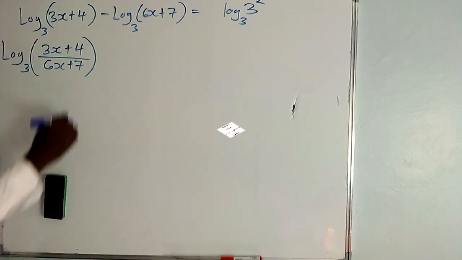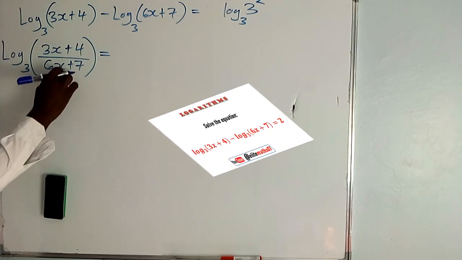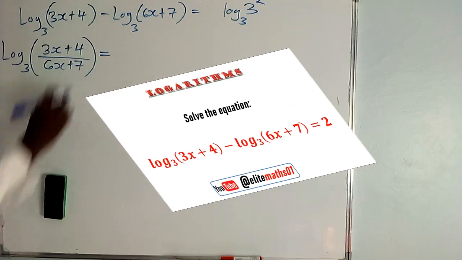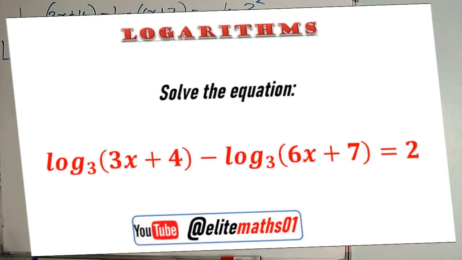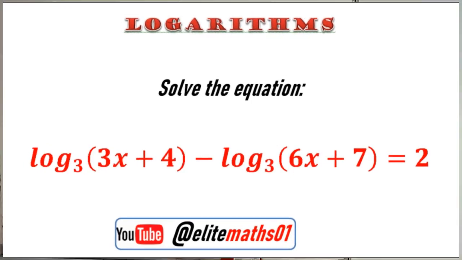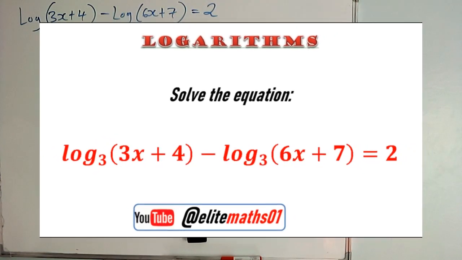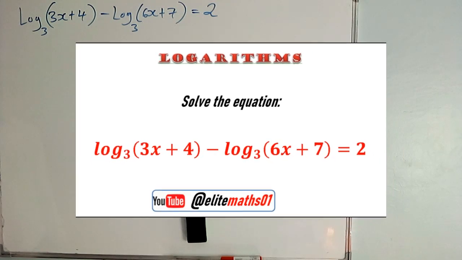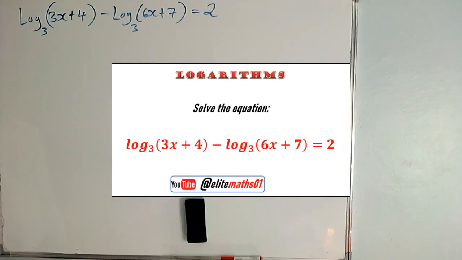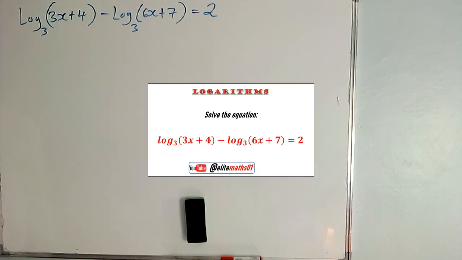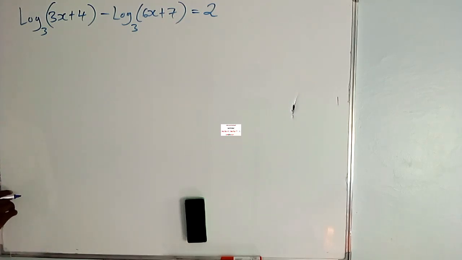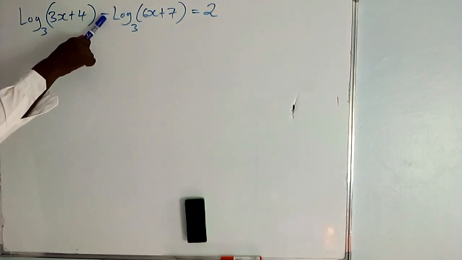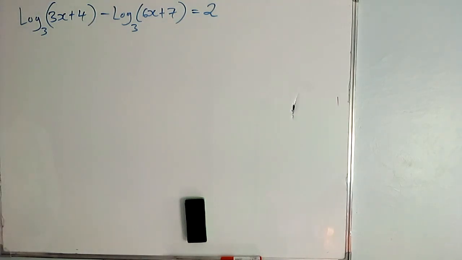6x plus 7. In that, the moment you introduce log inside the bracket, the division sign changes. To solve the equation: log of 3x plus 4 to base 3 minus log of 6x plus 7 to base 3 is equal to 2. Now the first thing you need to check is whether logs are either added or subtracted. Here we have a subtraction sign, meaning we can solve it using the laws of logarithms.